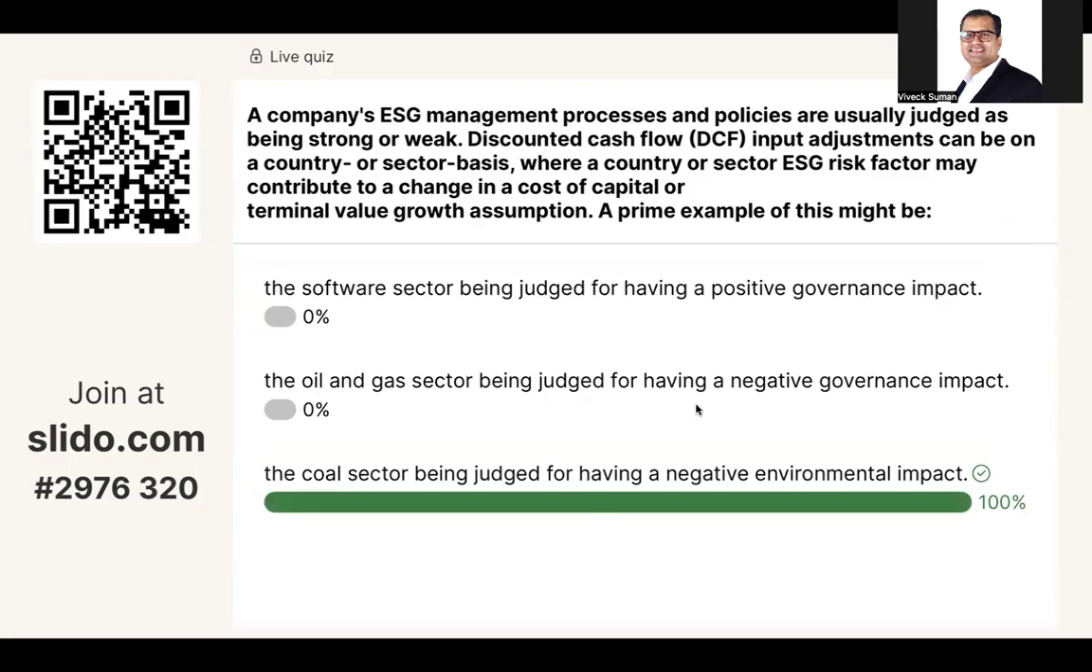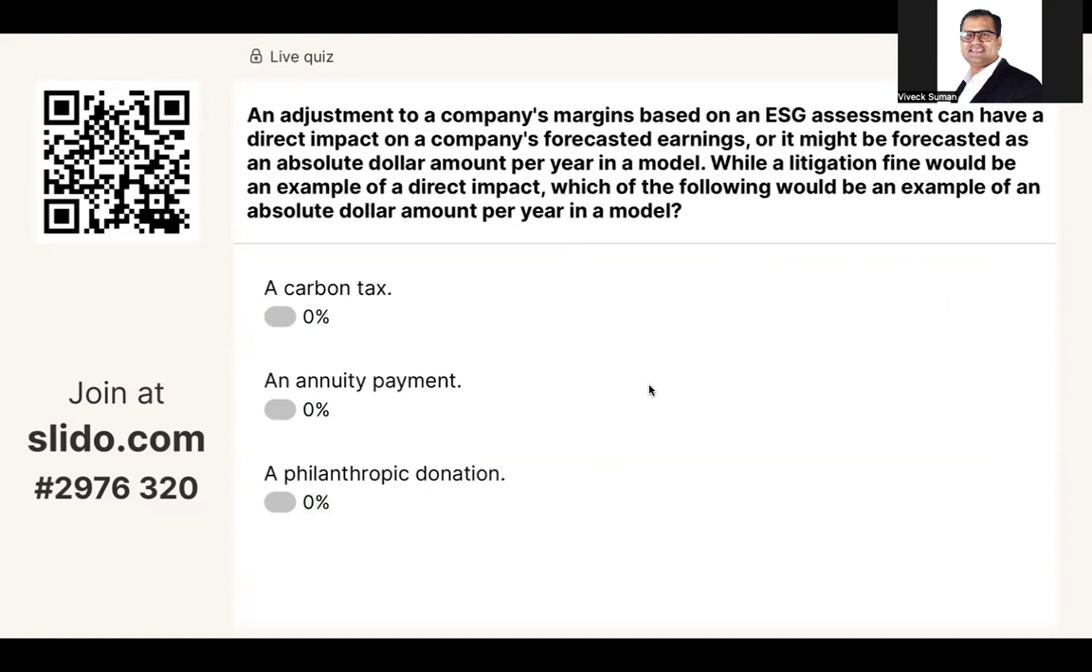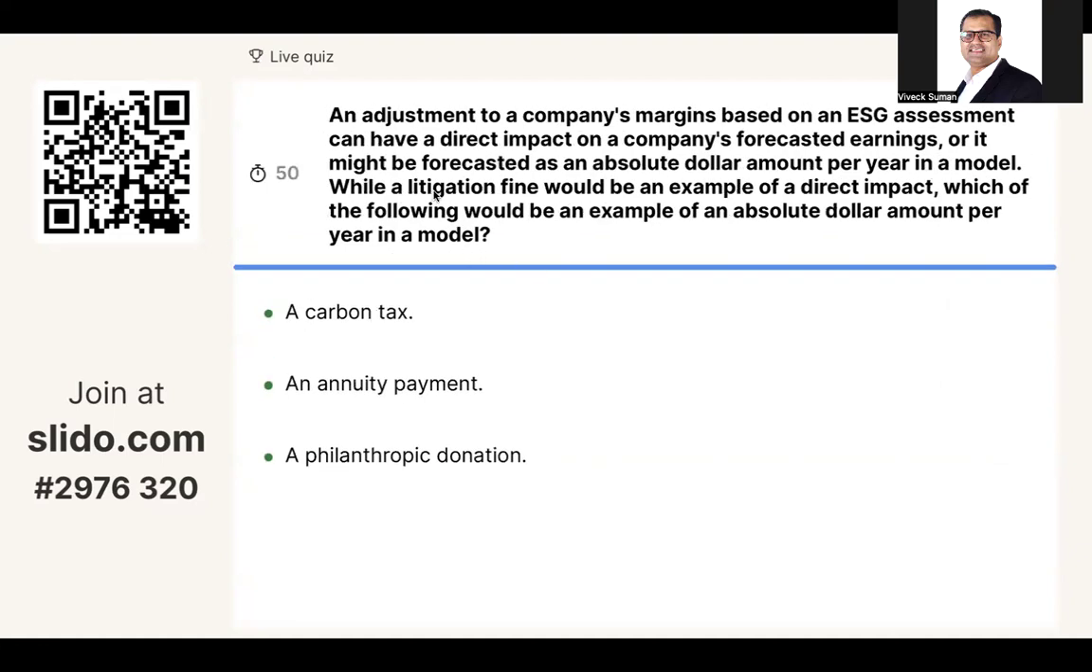Correct. That's a correct answer. Company ESG management processes and policies are usually judged as strong or weak, and discounted cash flow is what people use. For example, the coal sector is judged for having a negative environmental impact. Absolutely correct. Sorry, the question is here. Adjustment. Please go ahead, Nilesh.